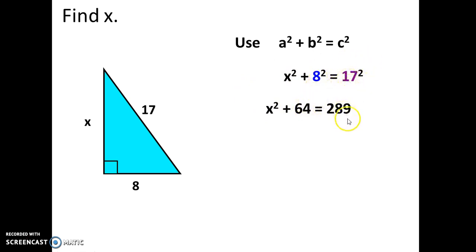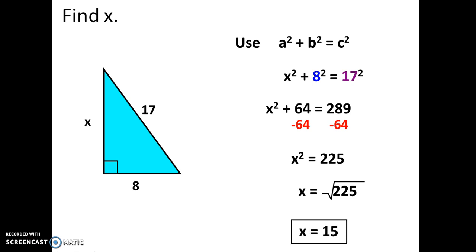17 squared is 289. Now this has to be solved using a different step. To solve for x squared, we need to subtract 64 from both sides. When you subtract 64 here, you're left with x squared only. When you subtract 64 here, you have 225. Take the square root of both sides. Square root of x squared is x. Square root of 225, well, 225 is a perfect square. It's 15, because 15 times 15 makes 225. So your answer is 15 for that length.